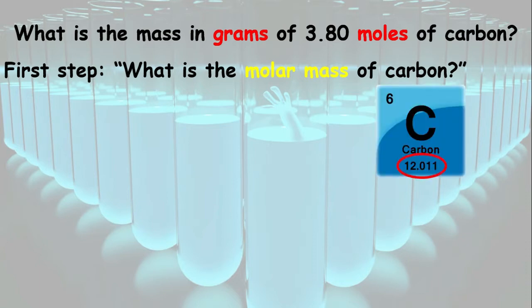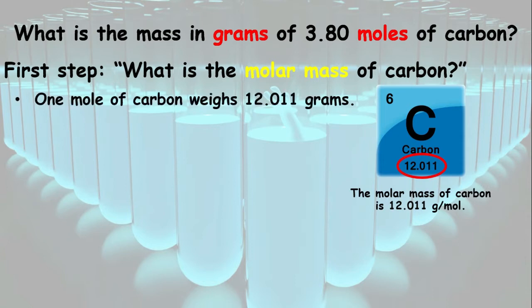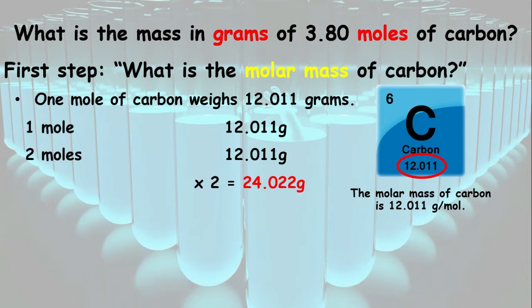It is the number below the chemical symbol. So the molar mass of carbon is 12.011 grams per mole. This means that 1 mole of carbon weighs 12.011 grams. Now let's make it simple. So 1 mole is 12.011 grams. When you have 2 moles, you need to multiply it by 2 to get the number of grams. So 12.011 grams times 2 will give us 24.022 grams.